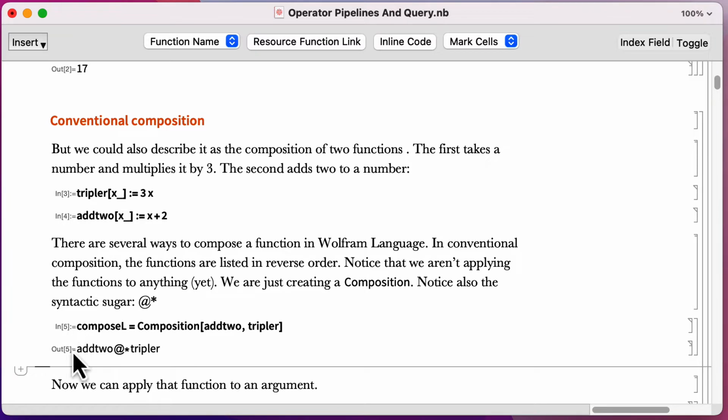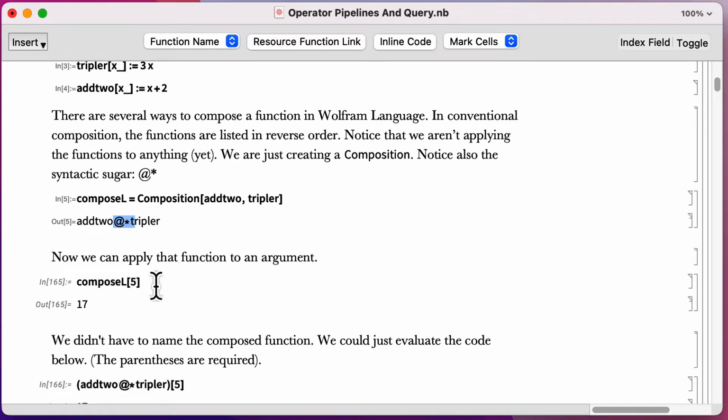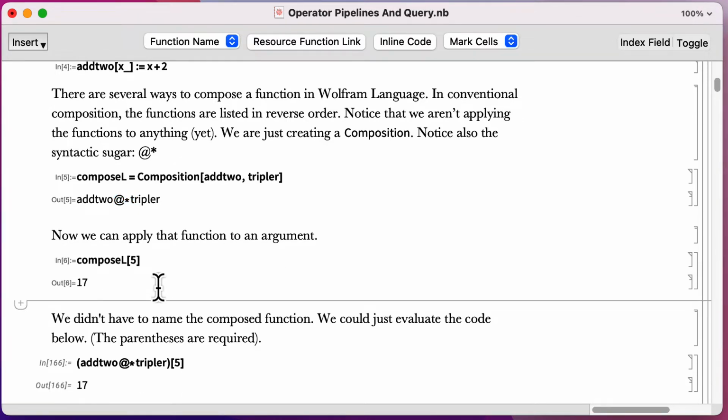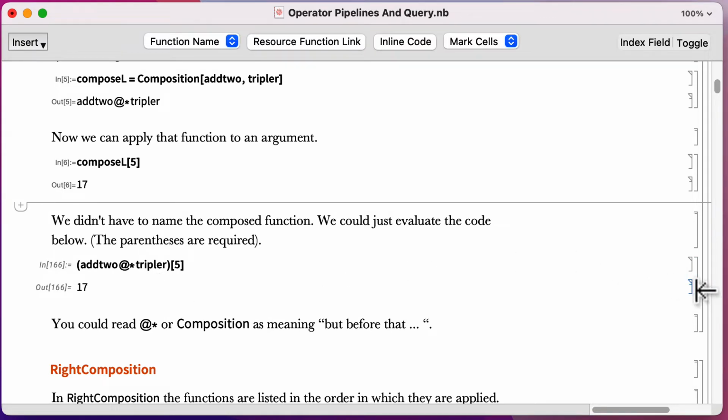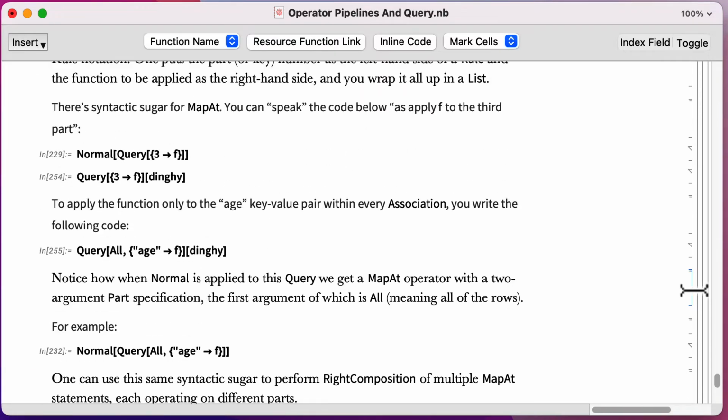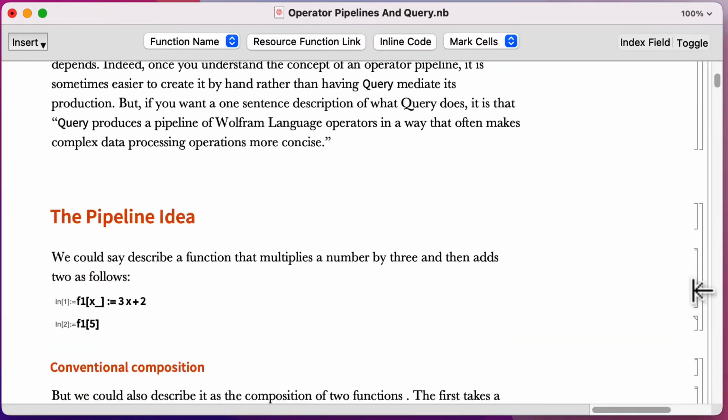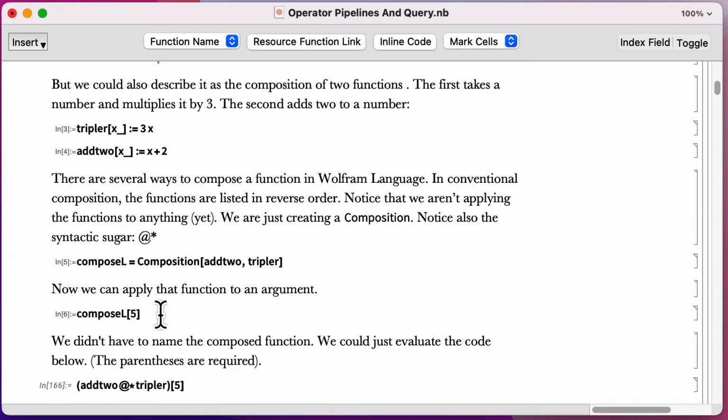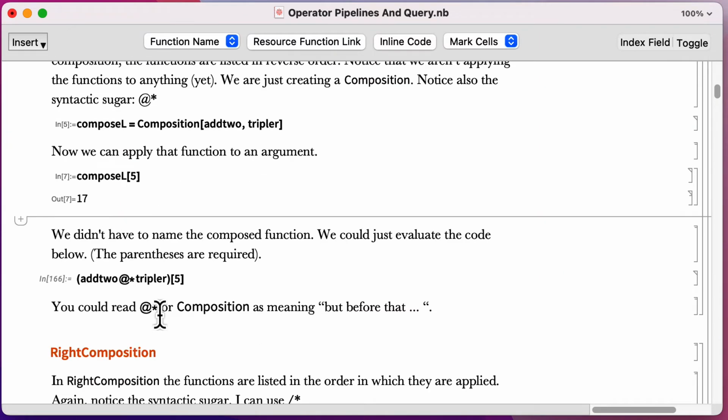And you can see that it's actually output this funky thing, @*. That is the syntactic sugar for conventional composition. So with this, we can apply compose-L to an argument, and you'll see that it produces 17. And I'm thinking, really, I'm sort of spoiling the drama here. Let me get rid of all the outputs. Let's go back to where we are. Okay, so compose-L of 5 is 17.